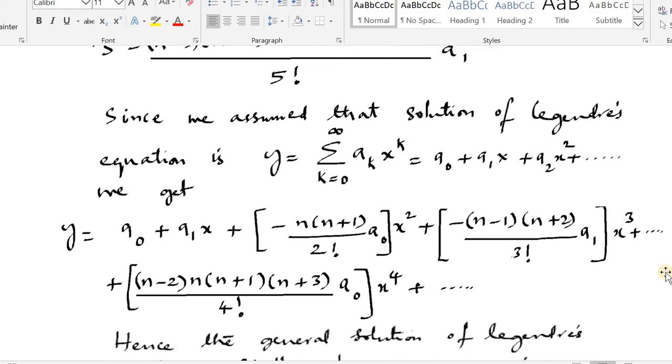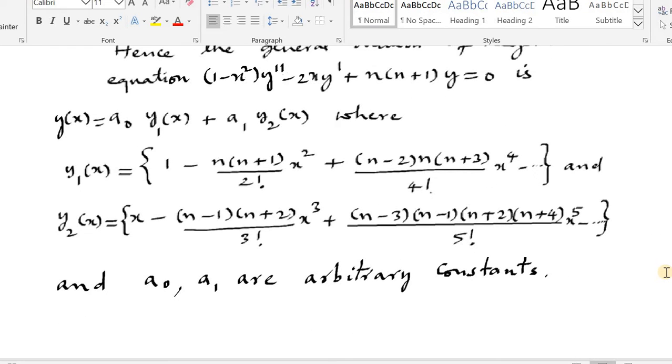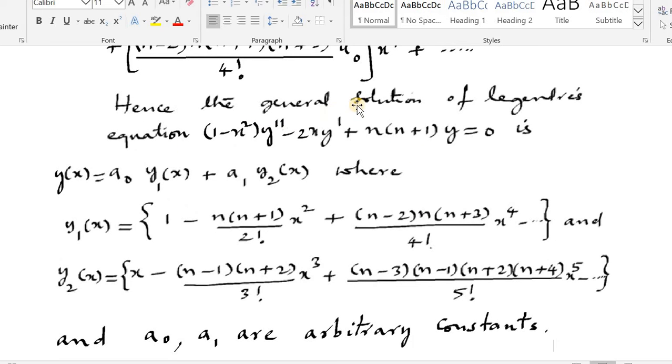Earlier, that complete lecture is recorded. Interested people can see that one. Now I'm starting my discussion from here onwards. That is the general solution of Legendre's equation 1 minus x square into y double dash minus 2x into y dash plus n into n plus 1 of y equal to 0 is y of x equal to some arbitrary constant a0 into one solution y1 of x, and another independent solution is y2 of x. So a0 into y1 plus a1 into y2 of x, where y1 of x is this one and y2 of x is this one. Let us start the discussion from here onwards.